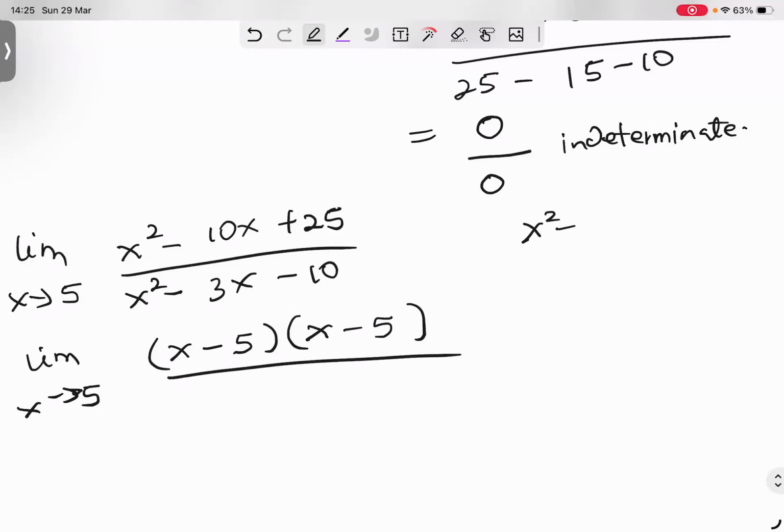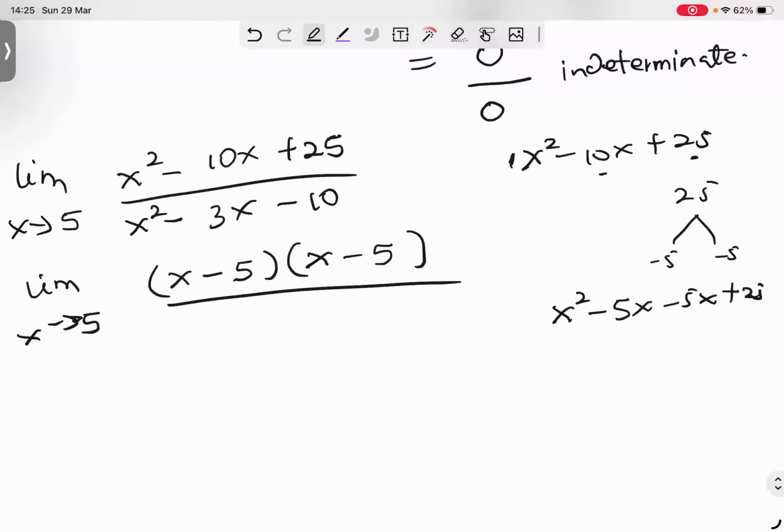So x squared minus 10x plus 25. Factorization: multiply the coefficient of the leading term by the constant term 25. Find two factors of 25 that, when you add, you get minus 10. So minus 5 and minus 5. So I have x squared minus 5x minus 5x plus 25. I'll group these two and then group those two. Taking x out, I have x minus 5. Taking minus 5 out, I have x minus 5. So I have x minus 5, x minus 5.